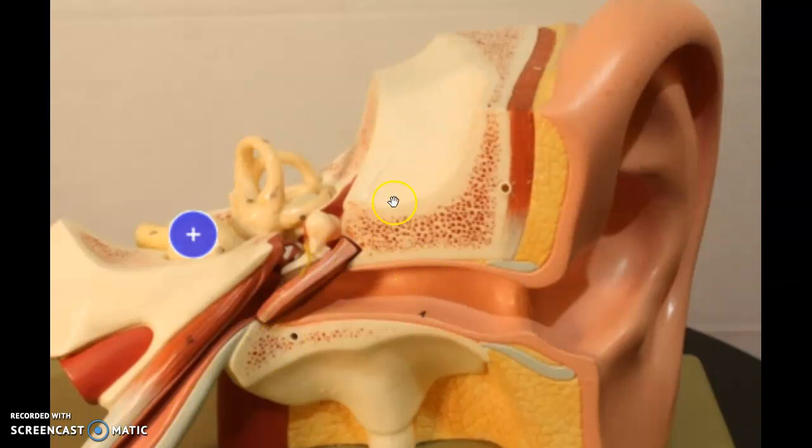So this is the ear model. This is the temporal bone, not on your lab exam. There's actually the carotid artery going through the carotid canal right there. That's your fun fact of the day on this model.